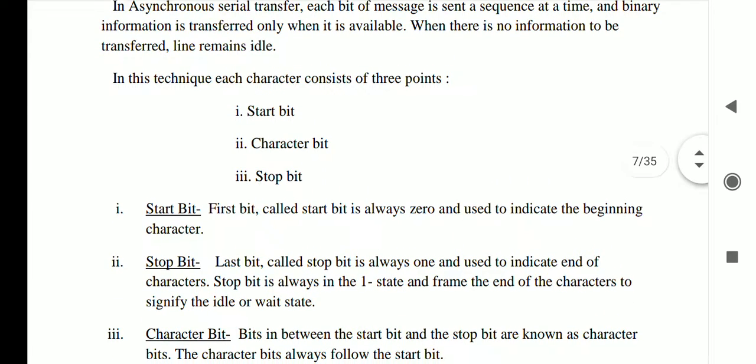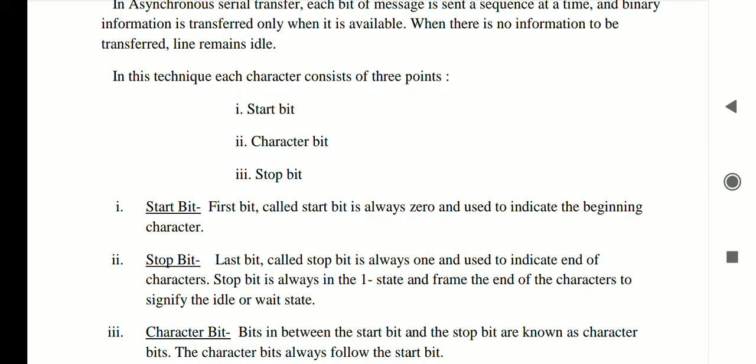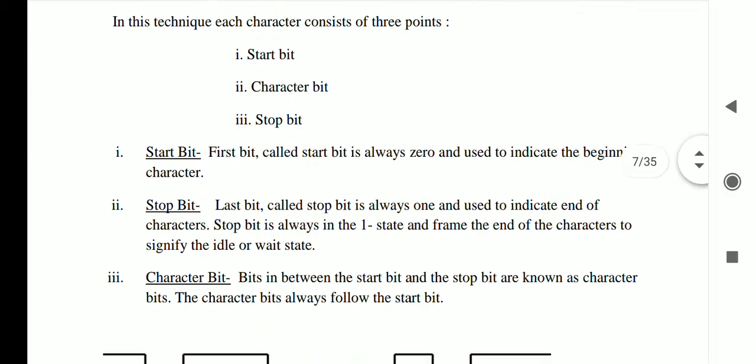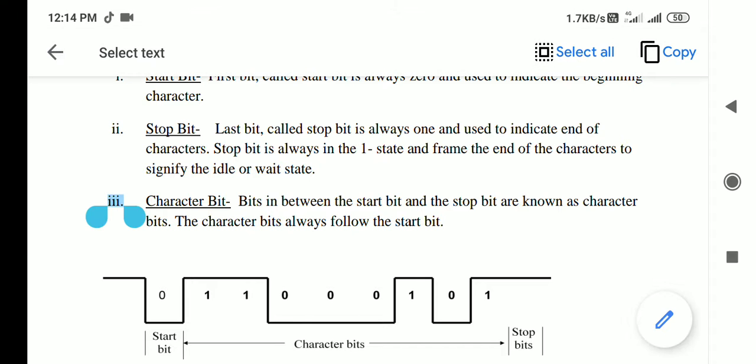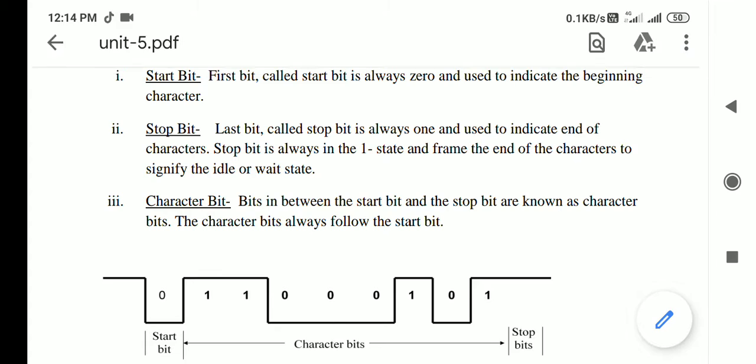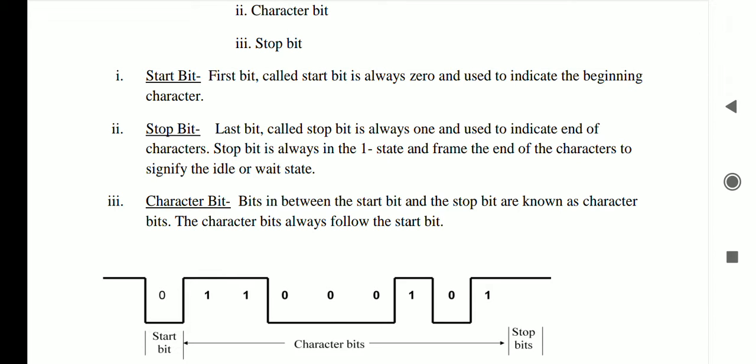One message will be sent by a message format divided into three parts. First is the start bit, second is the character bits, and last is the stop bit. The start bit is always 0 and indicates the start of the character, and the stop bit is always 1, which means the character has ended. The character bits are represented between the start bit and the stop bit.